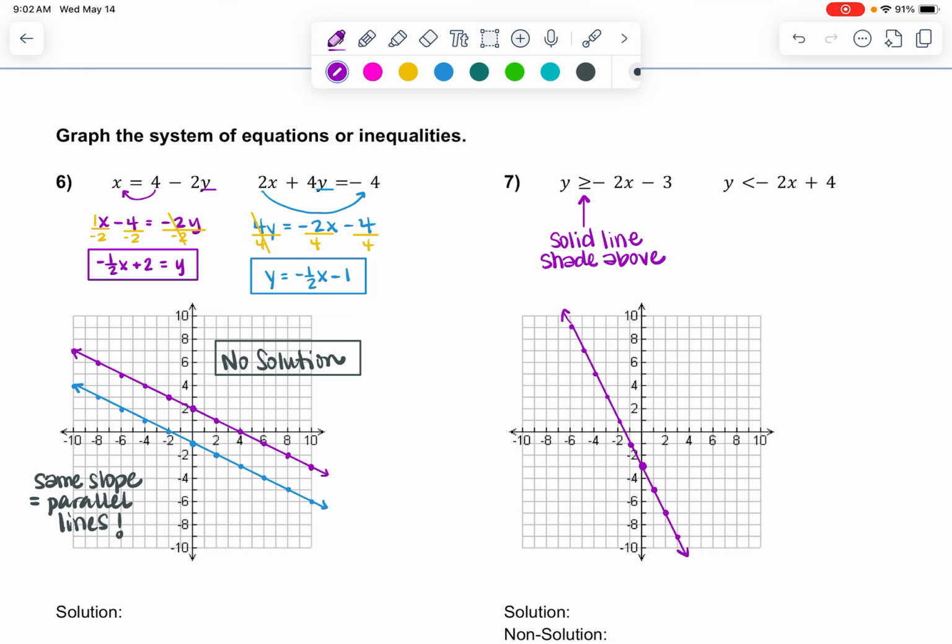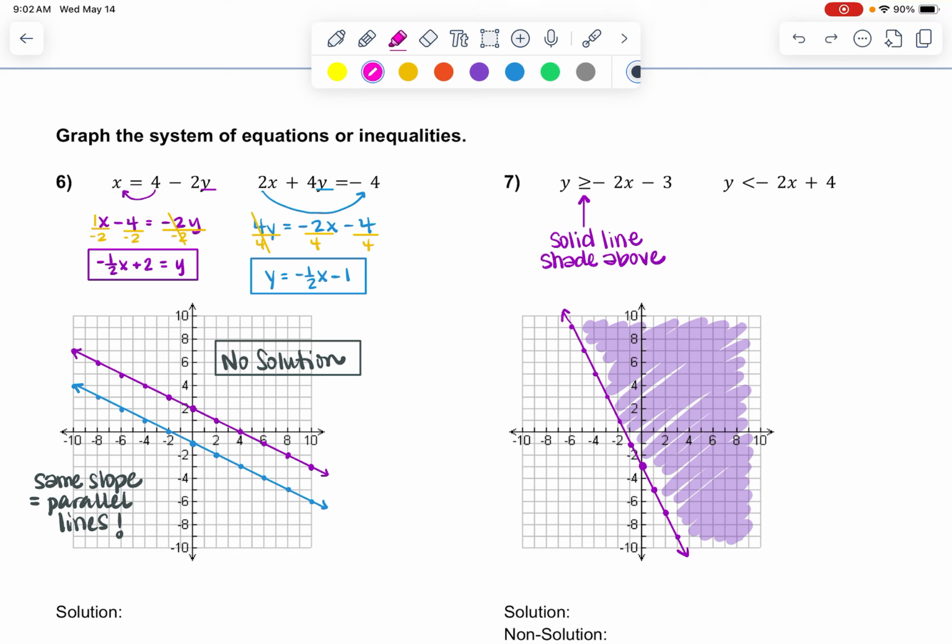And we want to shade everywhere our y values are greater. So I look at my y-axis. So that's everything above the line. All right, so I'm going to get a little highlighter here. So I'm going to shade all of this. So every single point to infinity that exists on this side of the line would work when we plug it into that equation. It would make it a true statement. All right, let's go do the other guy now.